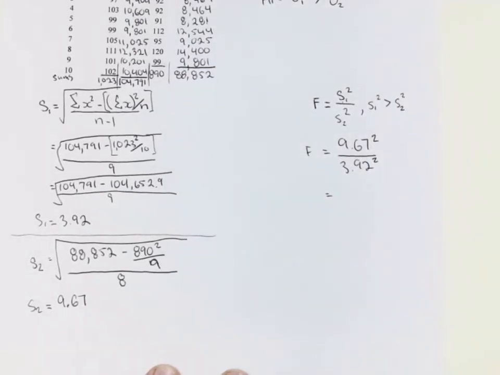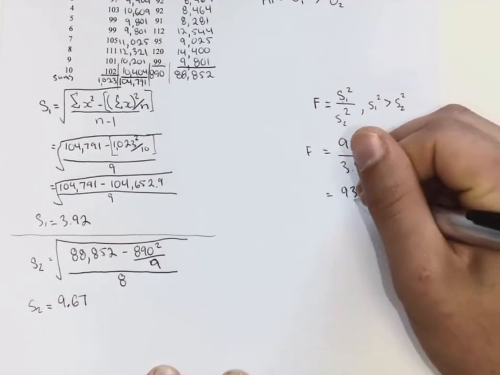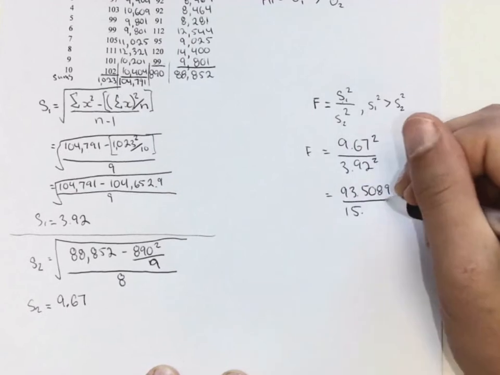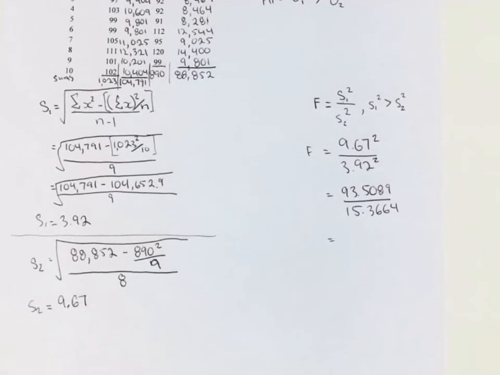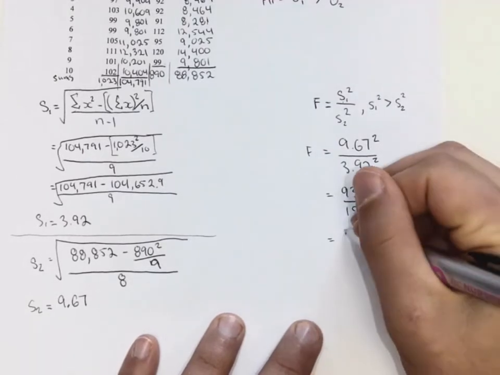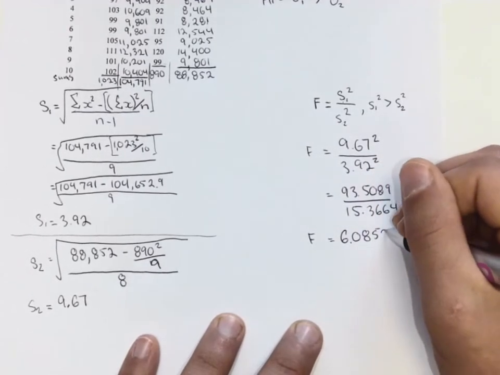So 9.67 squared is 93.5089. 3.92 squared is 15.364. We get an F value of 6.0852.